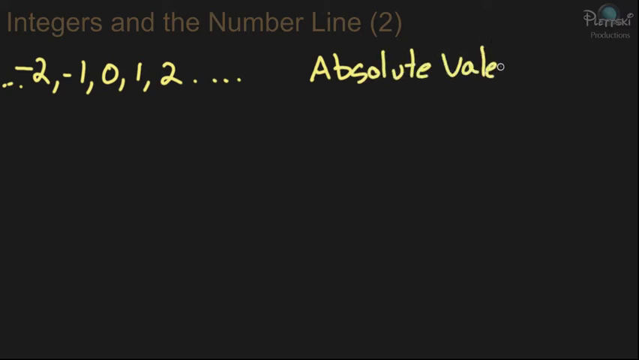Now, what an absolute value, just as a reminder, is, it's the distance away from 0, and it's notated with two vertical lines. So the distance away from 0 of -2 would be 2. The absolute value of -2 is 2.